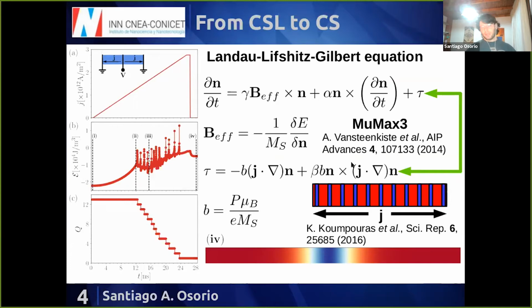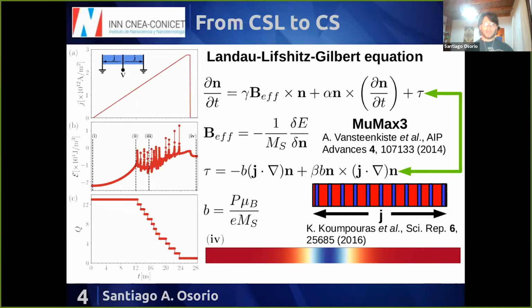So if we apply a current that grows linearly with time, as shown in figure A, we see that the energy of the system exhibits a series of peaks, as shown in figure B. Each peak is followed by a sudden drop of the energy. And in this case, the magnetic field is 10 millitesla, and the initial state corresponds to a chiral soliton lattice with 13 solitons. So what is happening here is that the current pushes the solitons against each other.